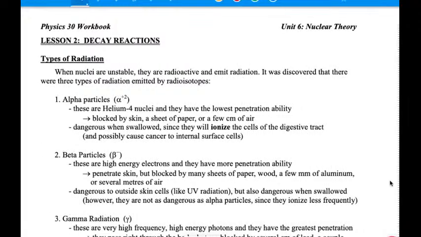Hey class, it's Mr. Hofstad here with lesson 2 of our 6th and final unit, nuclear theory. Today we're talking about decay reactions.